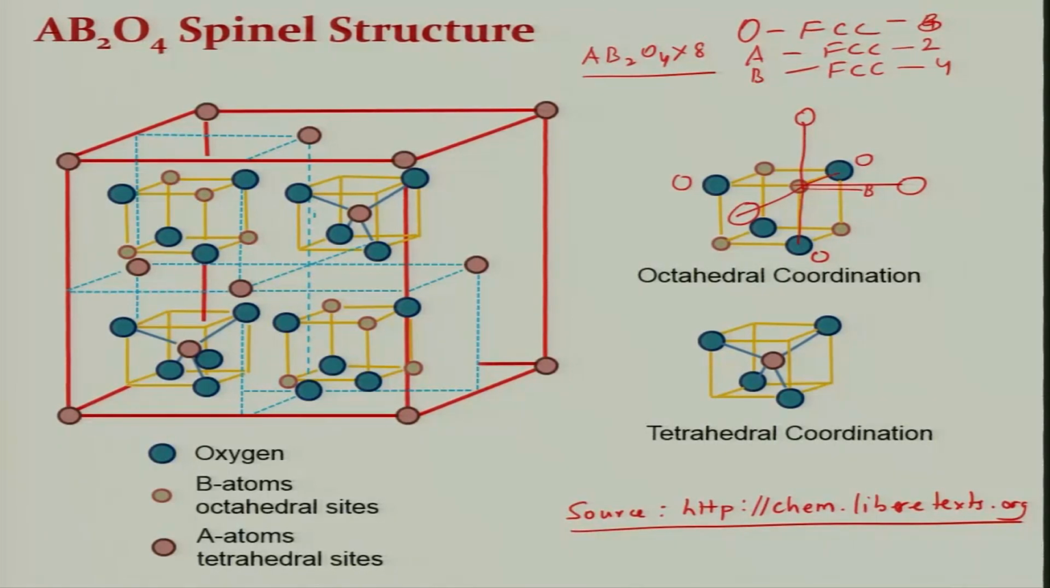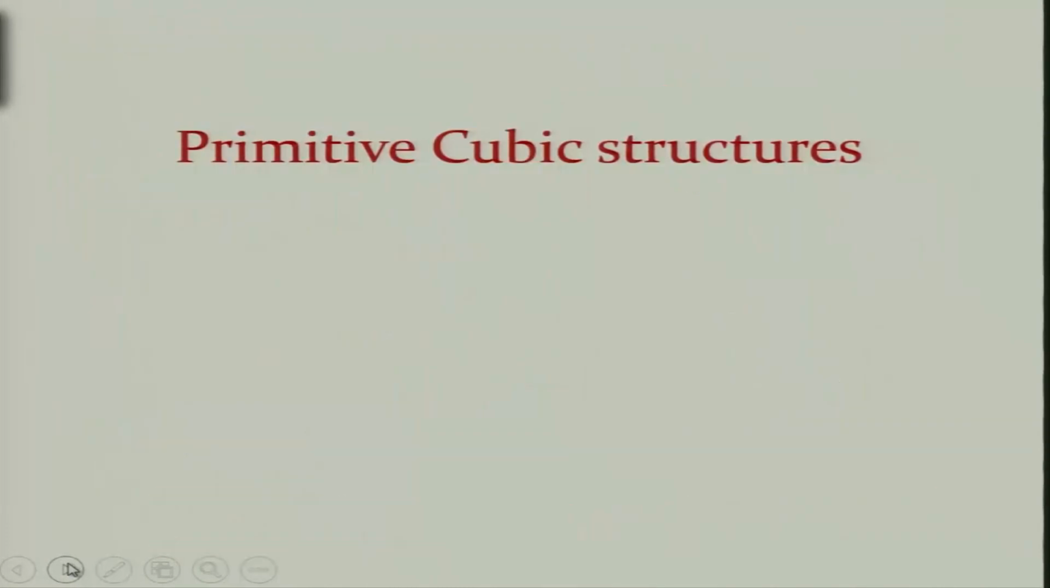So this will be octahedrally coordinated. So this is an octahedrally coordinated B atom. This is a tetrahedrally coordinated A atom. You can swap these positions depending upon whether it's normal or inverse spinel, but this is how the structure will be. It's a little complex structure, so you'll have to do a little bit of hard work to visualize it. So these are 4 basically most common structures based on FCC packing of anions.